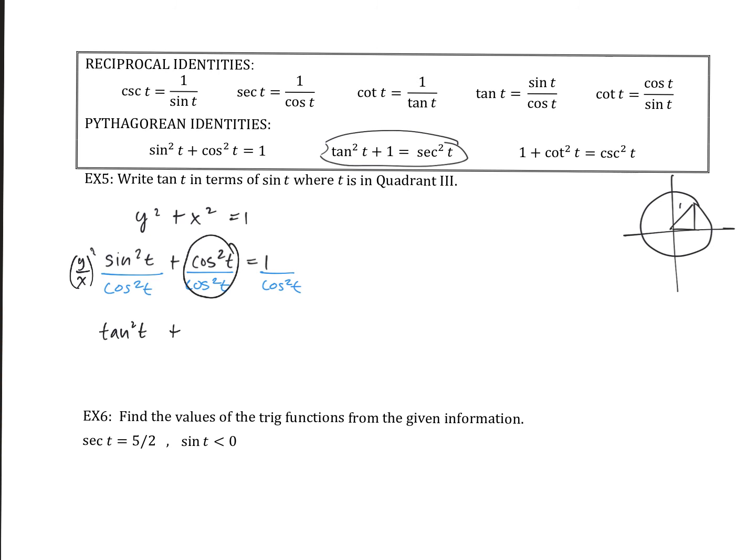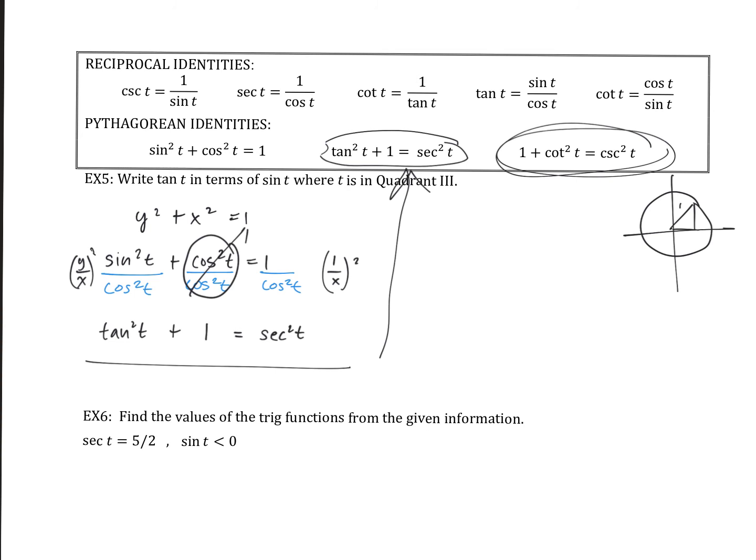Now for this value, anything divided by itself is 1. 1 equals, and 1 over cosine squared t, well, that's the same as 1 over x squared. And 1 over x, if you recall, was the reciprocal of cosine, which is secant. So this will be secant squared t. And there we have proved the other identity. So you can go ahead and play around with all of these and see if you can prove that next one for fun. You never know, that might be an extra credit problem on an exam.